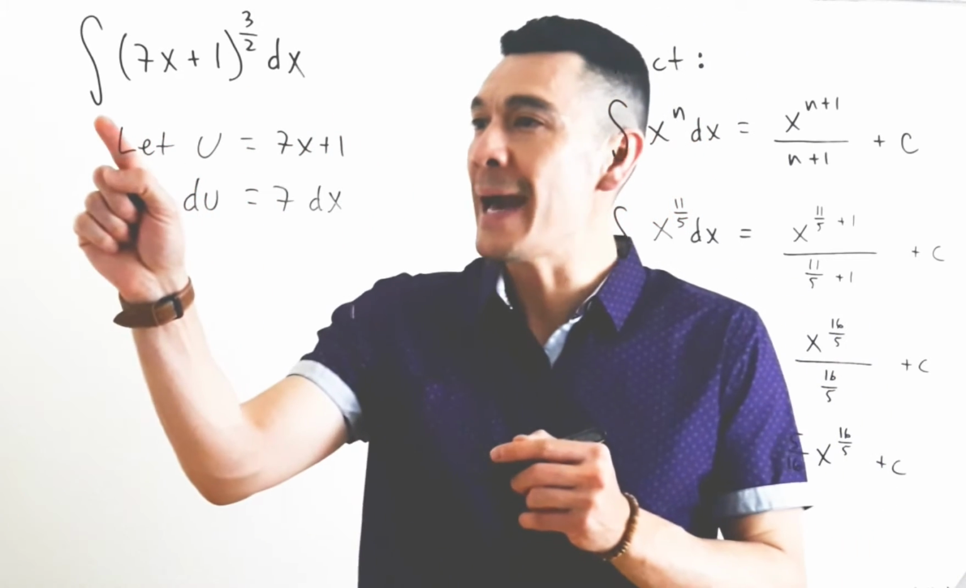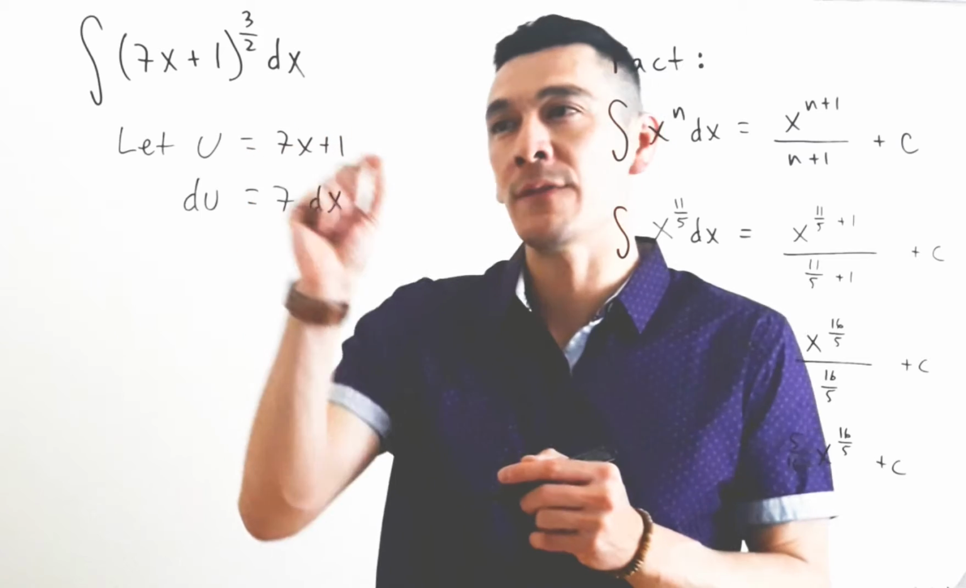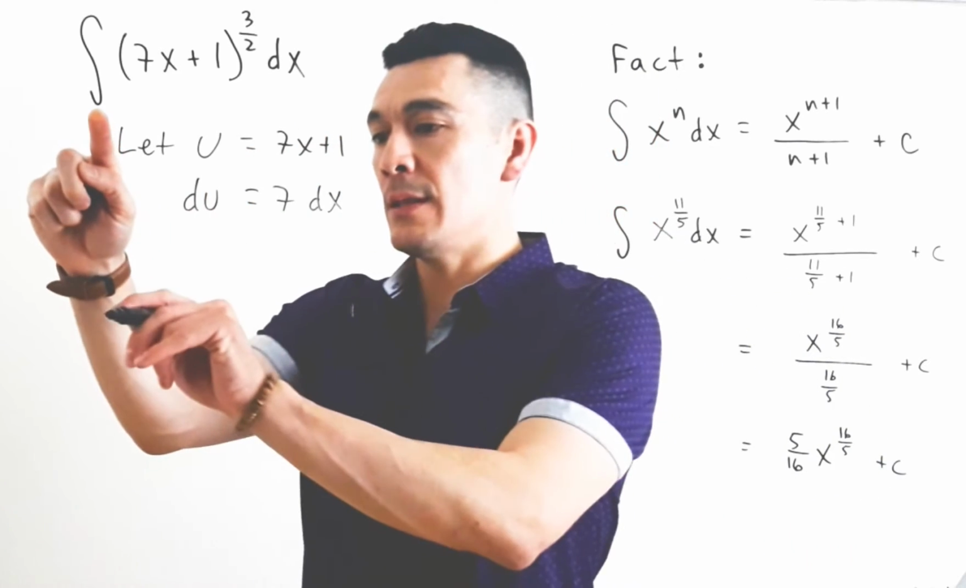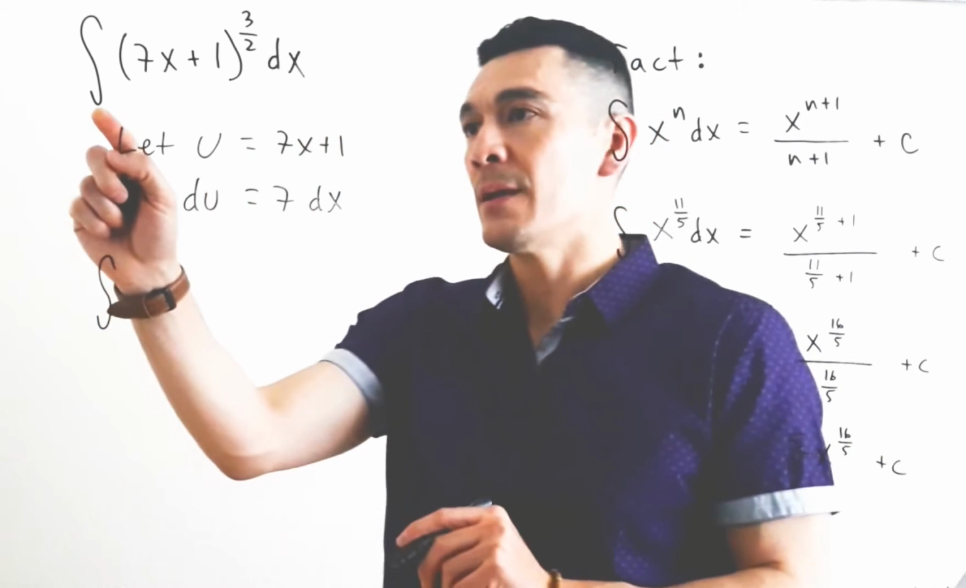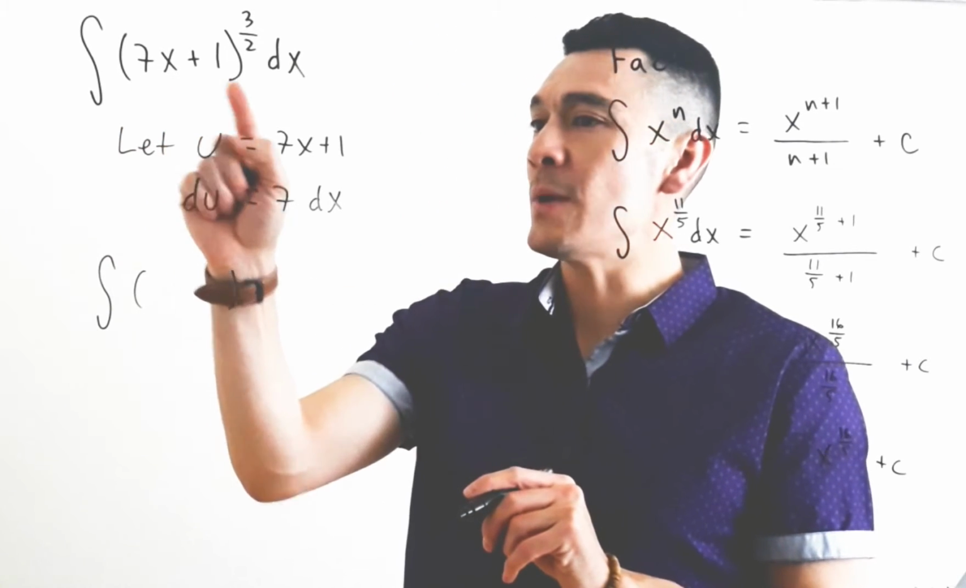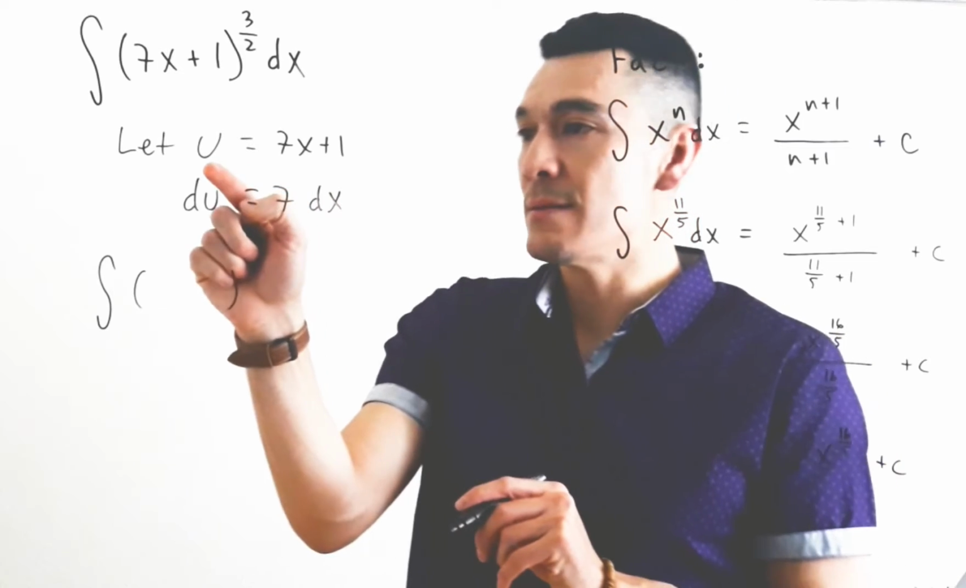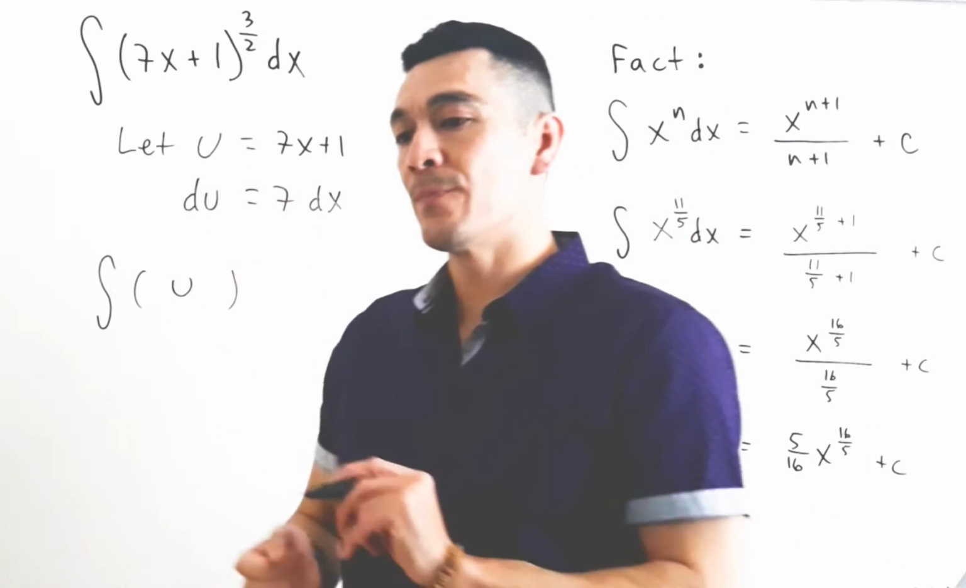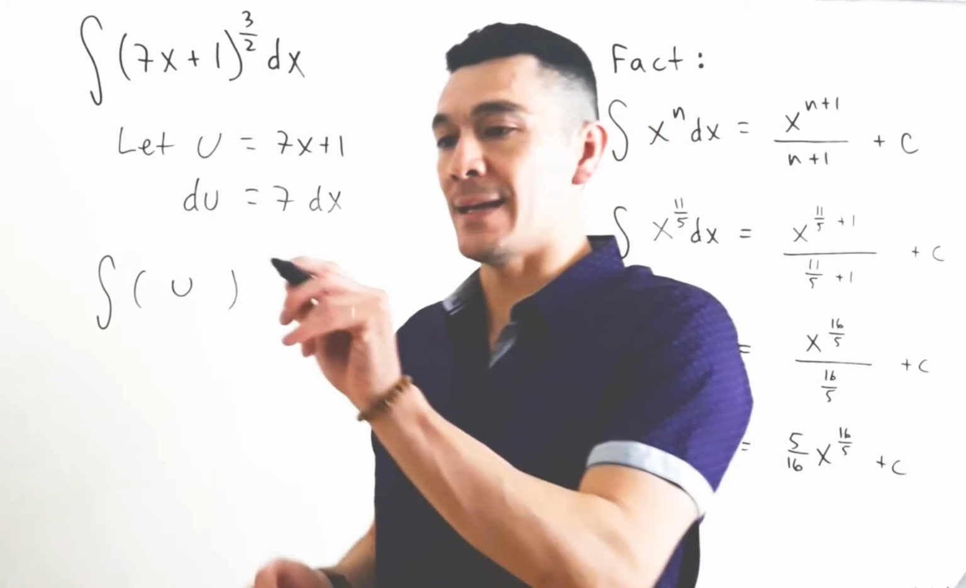So let me account for every component of the original. So let me keep the integral simple. Okay? Let me keep my parentheses. But instead of 7x plus 1, that gets replaced for now by u. And we can keep 3/2 the same.